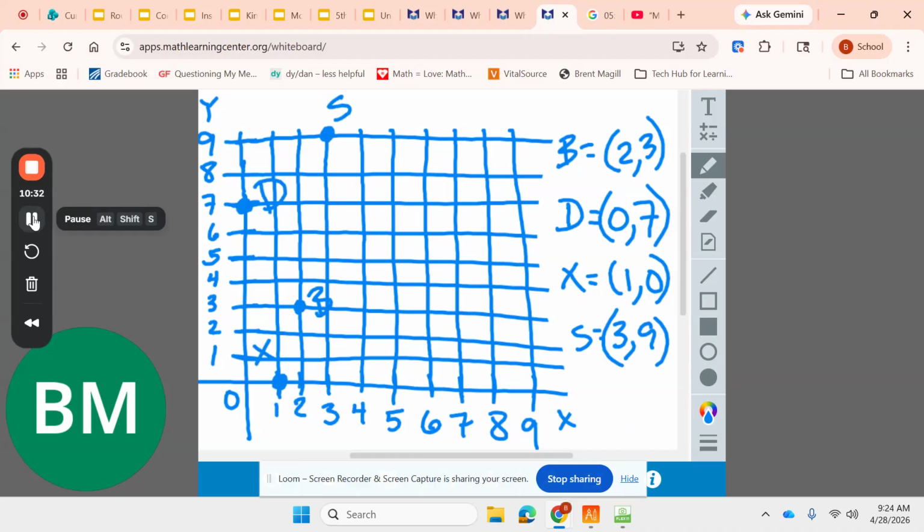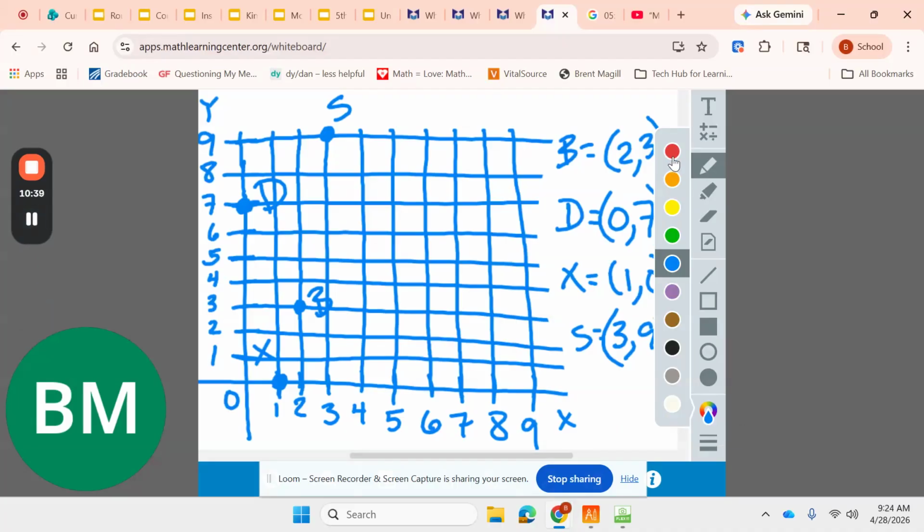Shazam, there we go. So if you look, B is over 2 and up 3. Then I've plotted D as over 0, so not at all, and all the way straight up to 7. Then I plotted X. X is over 1, up none, or 0. So there's X. And then the last one is S, over 3 and up to 9.